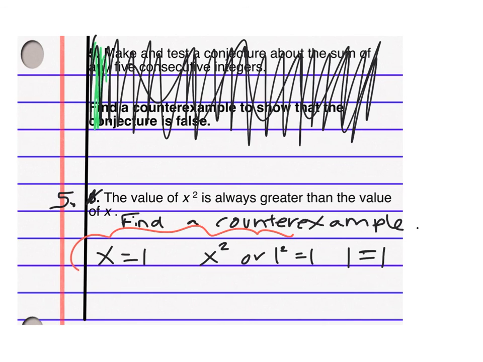Perfect, I'm done. Now, if I had tried something else that didn't work, like 2, 2 squared is 4, and 4 is greater than 2, then I would just have to try something else. Okay? So you might not get it on your first try like that, and that's okay.